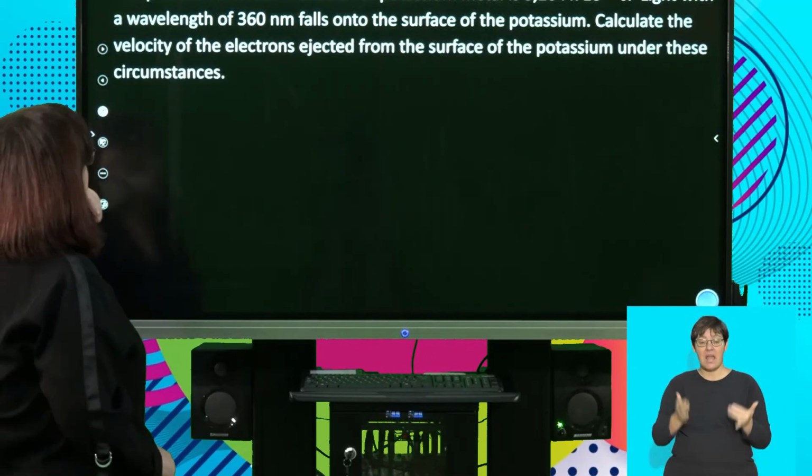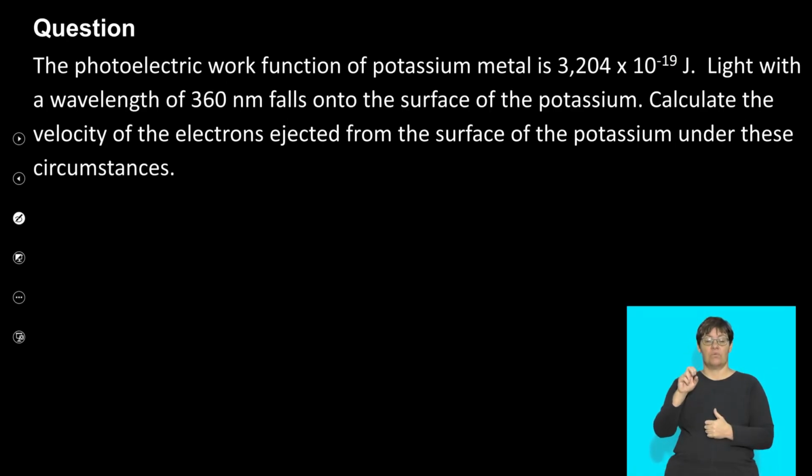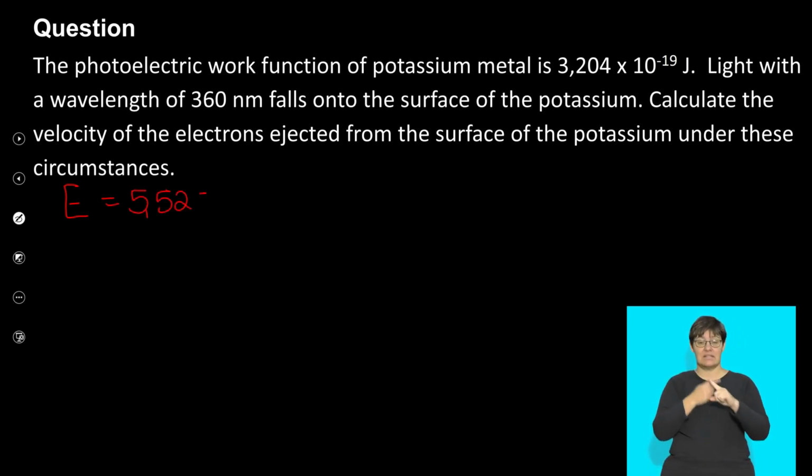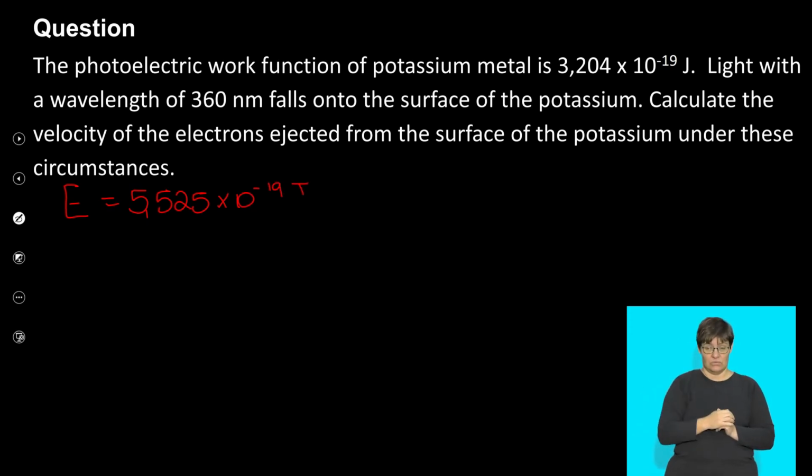And now they say calculate the velocity of the electrons ejected from the surface of the potassium under these circumstances. You calculated the last question to help here. So we got that E was 5.525 times 10 to the minus 19 joules.